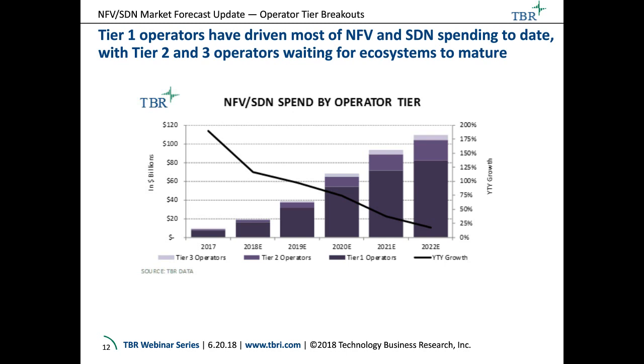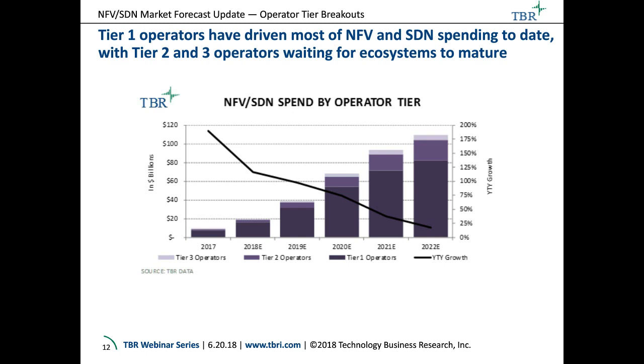These guys are driving the market. At least 65% each year here, and more than that, is just the tier 1s. I think the average number was over 70% of the spend on average through the forecast period is just tier 1 spend on NFV SDN.